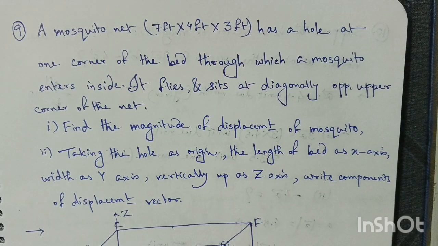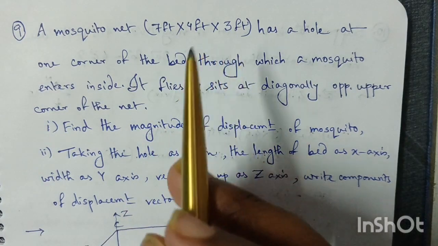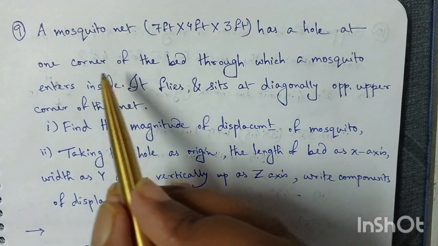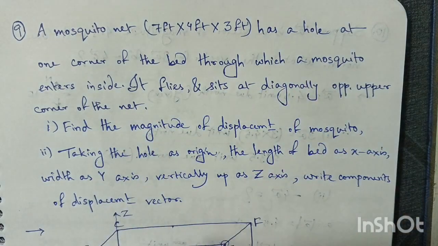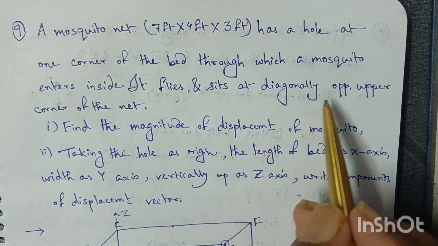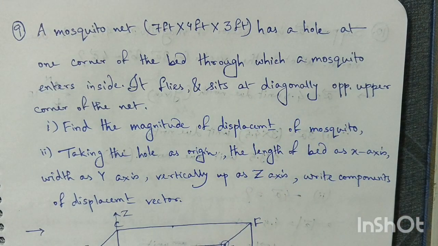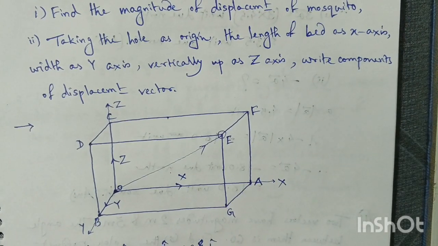Now question number 9 says a mosquito net of dimension 7 feet cross 4 feet into 3 feet has a hole at one corner. Here it is at O of the bed through which a mosquito enters inside the mosquito net. It flies and sits at diagonally opposite upper corner, that is at E. This figure, kindly take a screenshot.